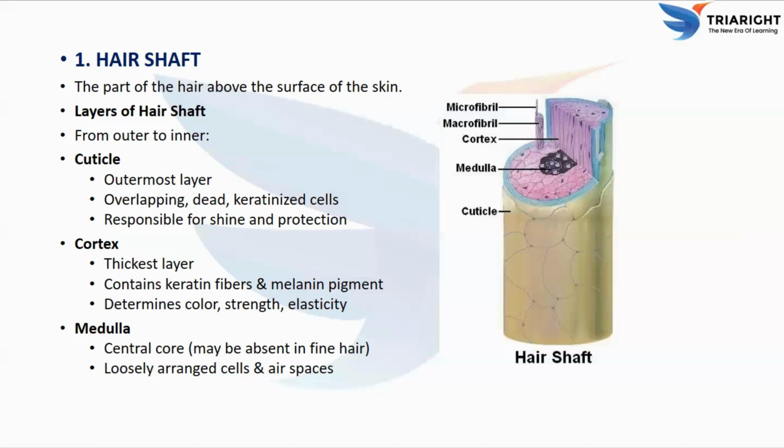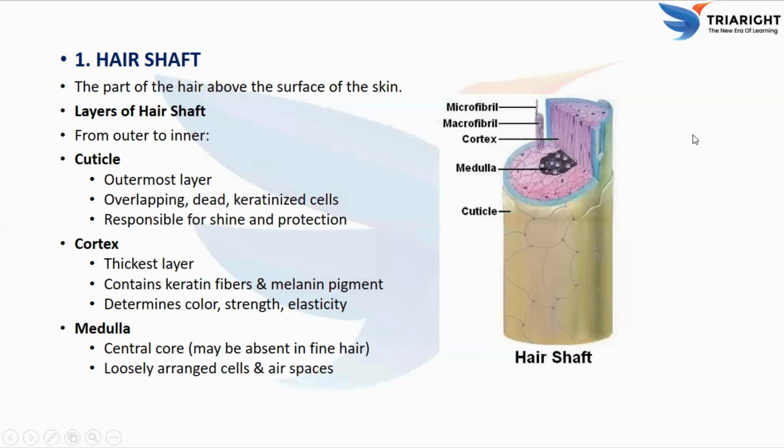So what are the functions of the medulla? It plays a major role in insulation. It also plays a minor role in strength. It contributes to insulation because of the trapped air. This medulla is more prominent in coarse hair, beard hair and also animal hair. Animal hair is important in forensic identification.